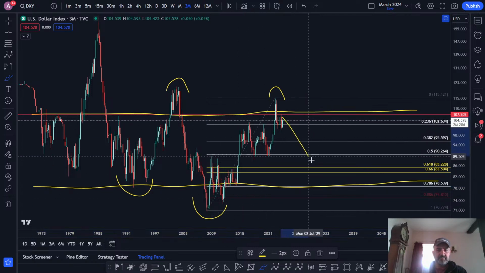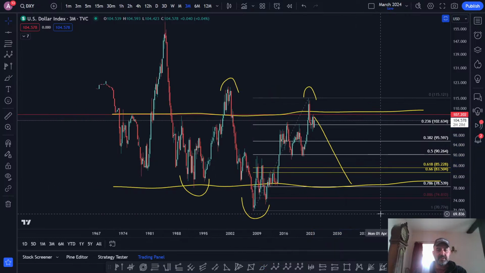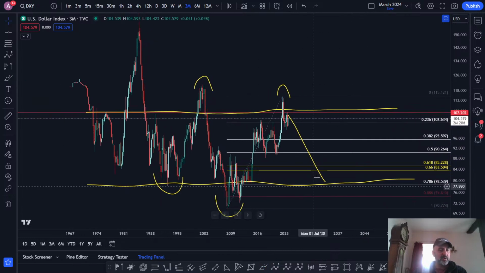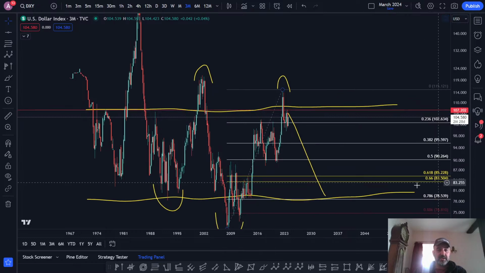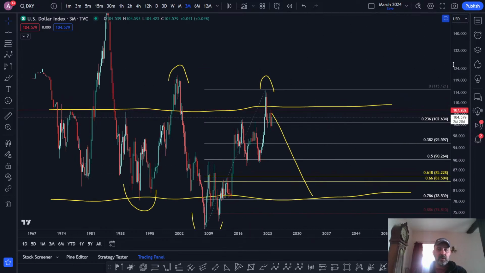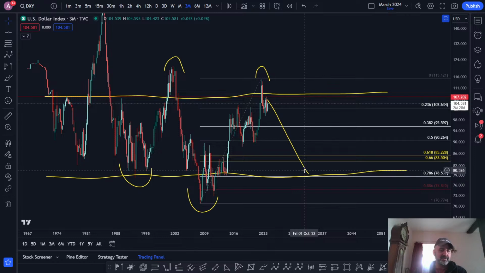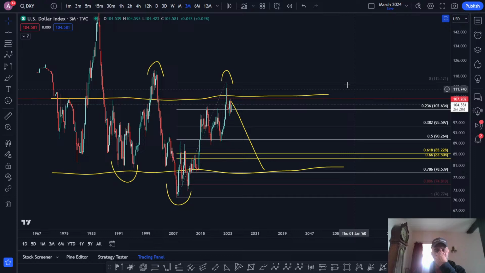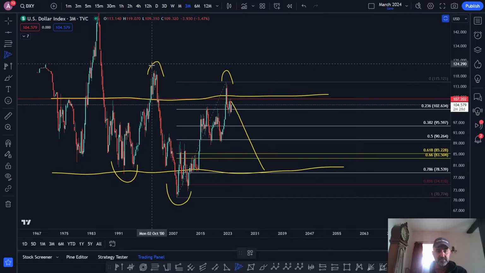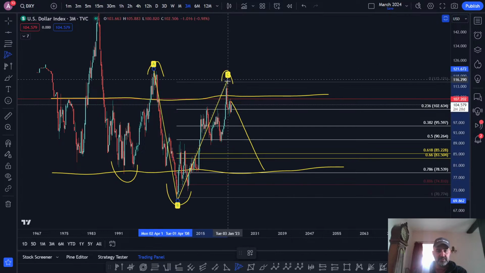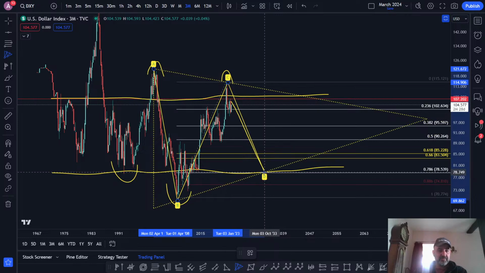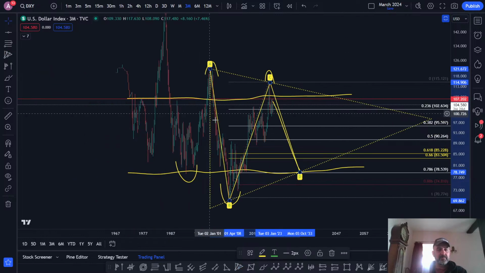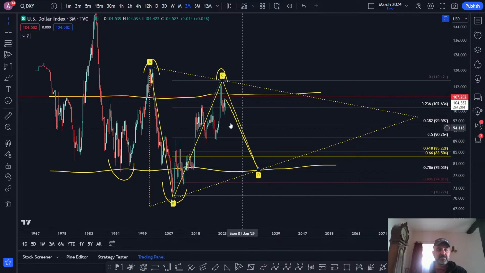You know where we're heading? Probably down. And then the question is, do we make a lower low or not? That's the question. We don't know that. We've just made a lower high. We could come down here and make a higher low. It's possible. If we don't make a lower low, we'll make a higher low. And what you could be forming with the DXY, very possible, is some kind of pattern like this on the higher time frame.